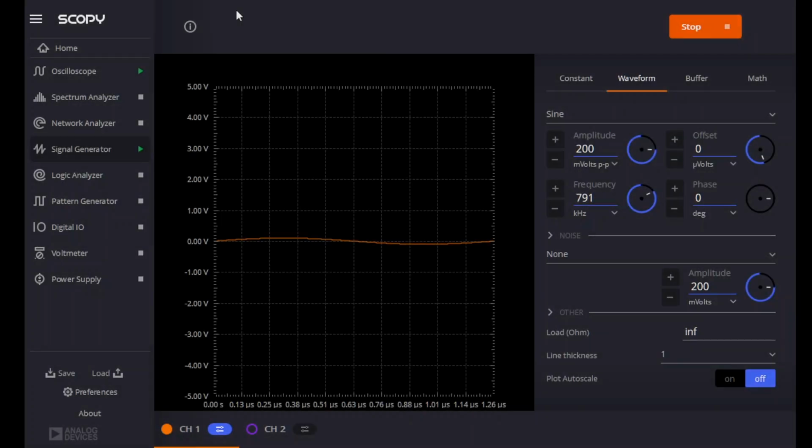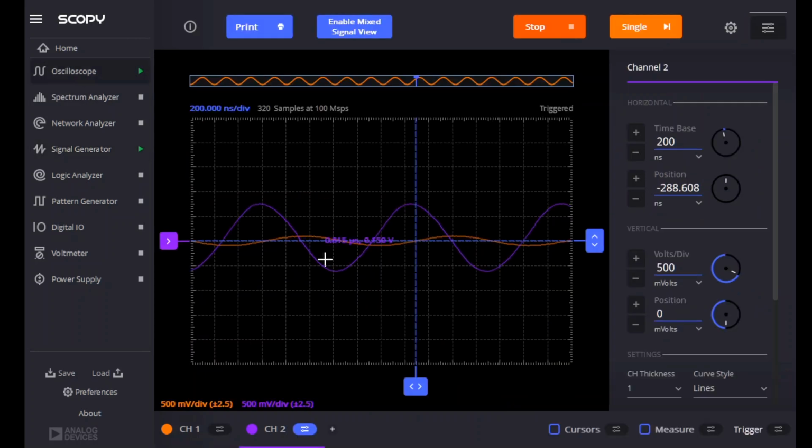We have the Mouser 5532 in the circuit, and it's also with resistors to give a gain of around 10. And we have the signal generator set to produce a 791 kilohertz sine wave with an amplitude of 200 millivolts peak to peak, like we saw before. So if we look at the oscilloscope, we can see that the output looks sinusoidal, which we said was important for the test to be valid.